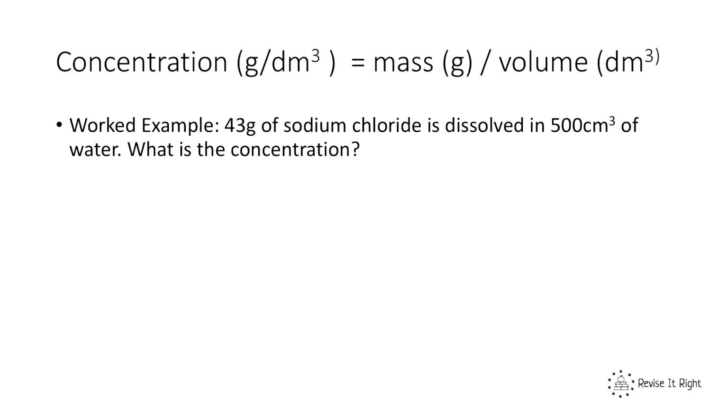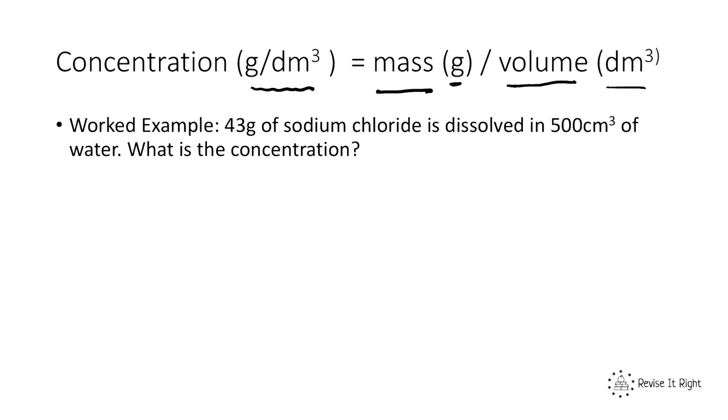Now, in the previous slide, I said that concentration depends on two things: the volume of the liquid, the volume of the water, and the amount of stuff, so the mass, that you find in it. They can be linked by this equation. Concentration, which is measured in grams per decimeters cubed, is equal to mass, which is measured in grams, divided by volume, which is measured in decimeters cubed.